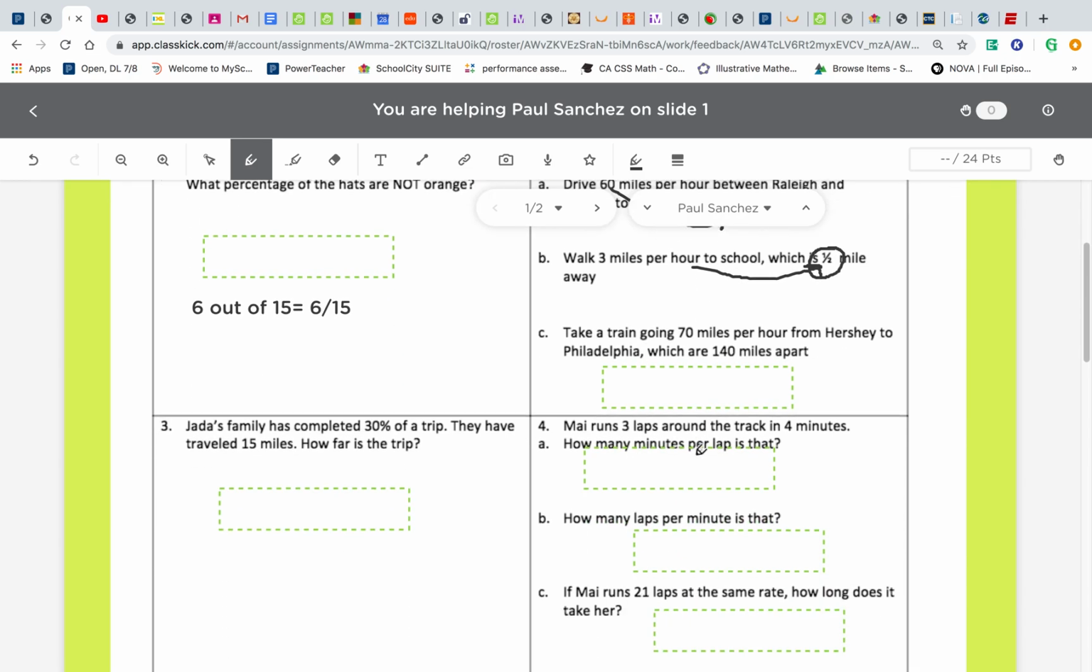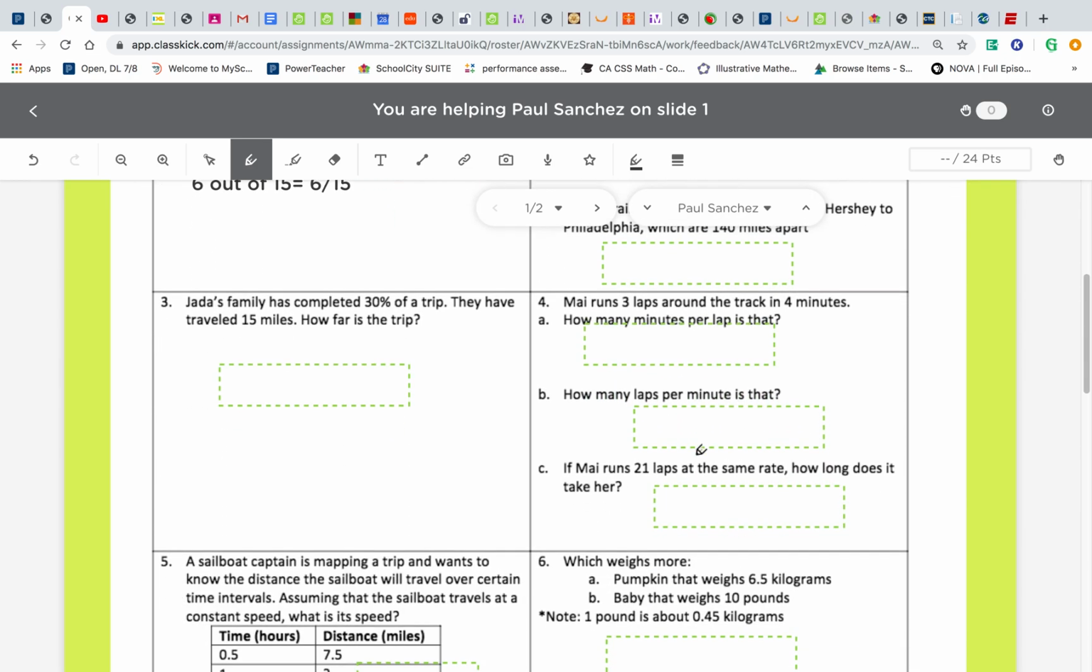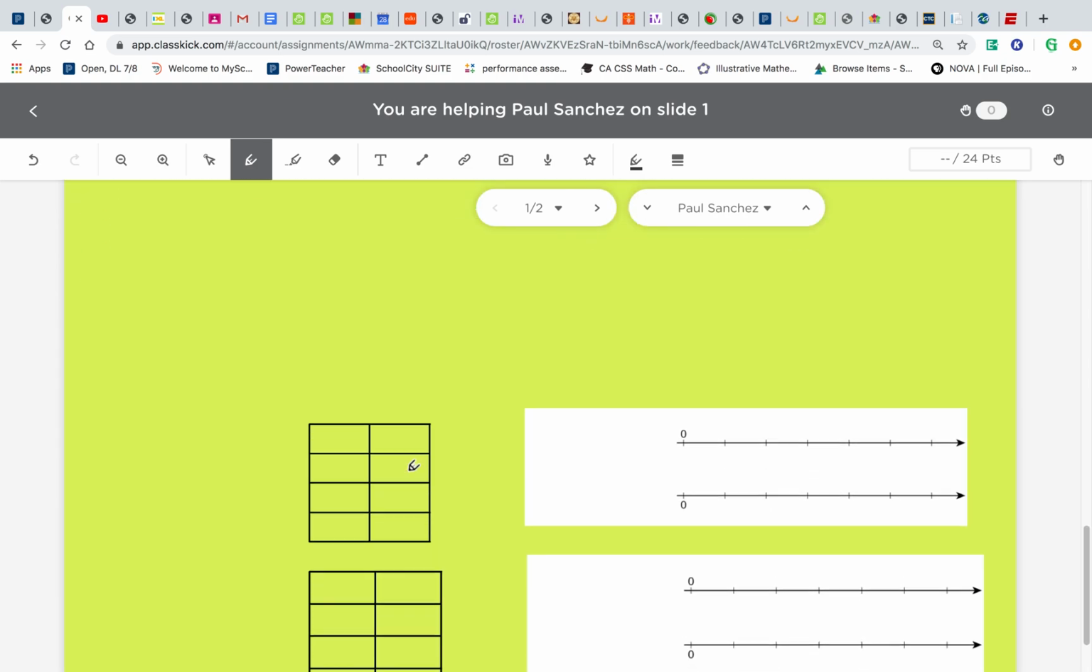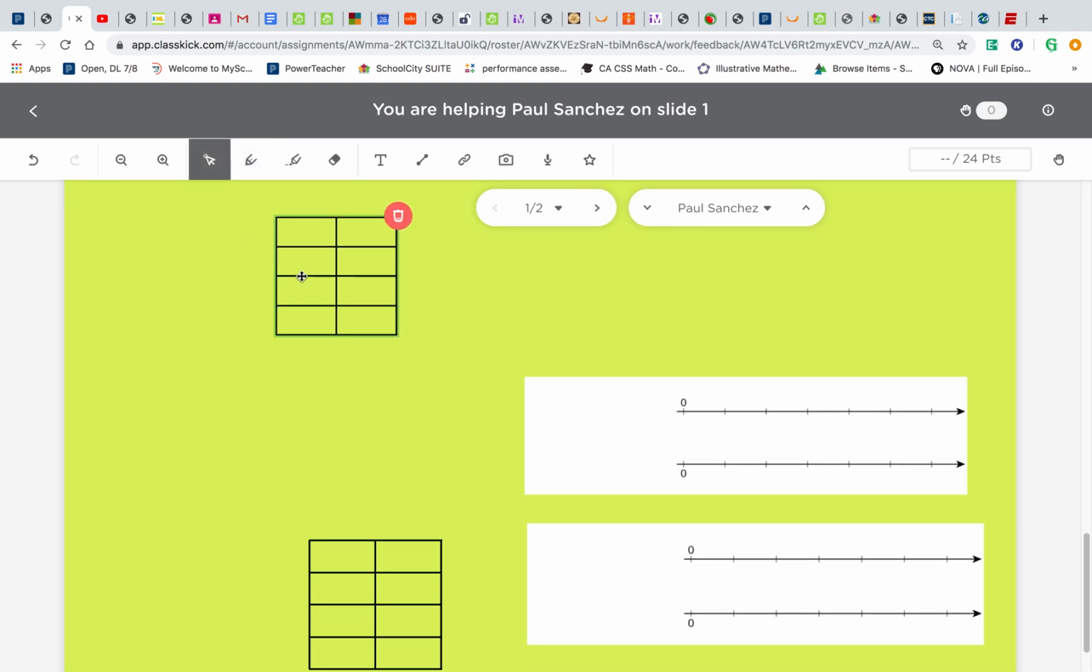Alrighty. Number 3, Jada's family has completed 30% of a trip. They have traveled 15 miles. How far is the trip? Well, these are problems where it's very important to use either a double number line or a table. So let's go ahead and use a table this time. I have a little table down here that I'm going to drag up.